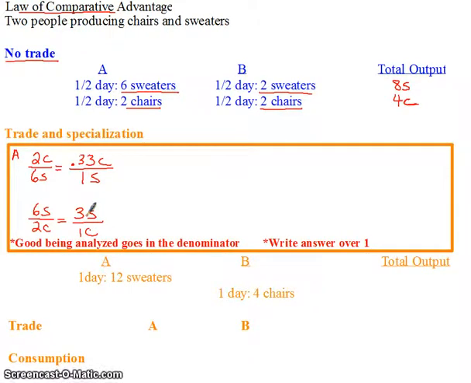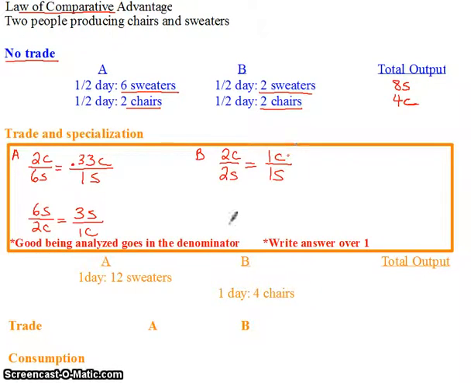Now, let's do the same thing for person B. These are A's opportunity costs; let's see what person B's opportunity costs are. For person B, every time he makes 2 sweaters, sweaters goes in the denominator, because that's the good we're analyzing. In half a day, he could have made 2 chairs instead. Every time he makes 2 sweaters, he gives up 2 chairs. Then we get that over 1, which simplifies to 1 chair over 1 sweater. Every time B makes a sweater, he gives up a chair.